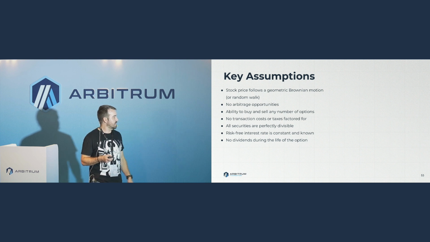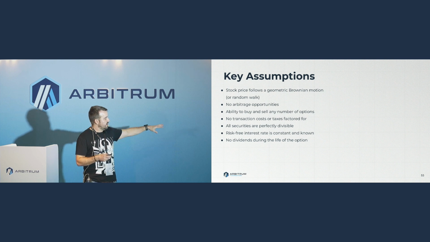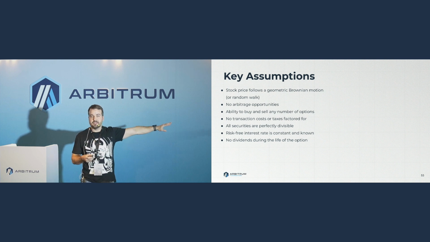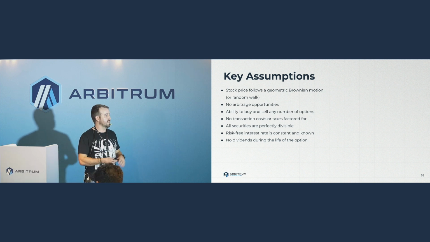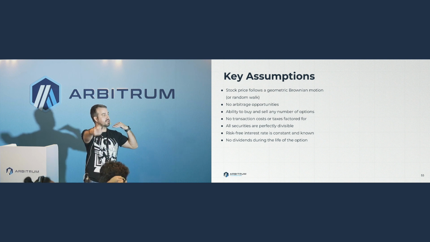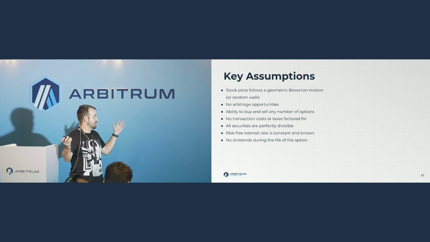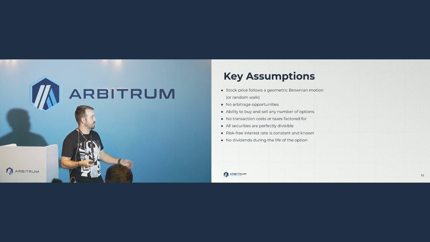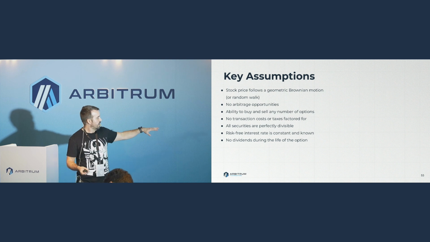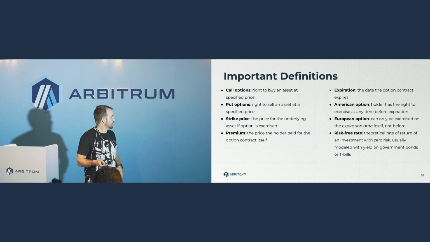Risk-free interest rate is constant and known. That's another assumption the model makes. When we talk about the risk-free rate, it's like the price of government bonds or treasuries, with a constant interest rate throughout the length of the contract. So you kind of have to average that out for this equation, and whatever they're paying for T-bills is what you might plug in for that. Also, there are no dividends during the life of the option. Dividends are not factored in.